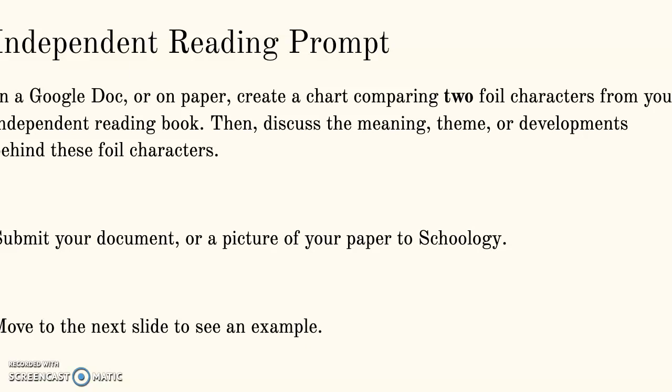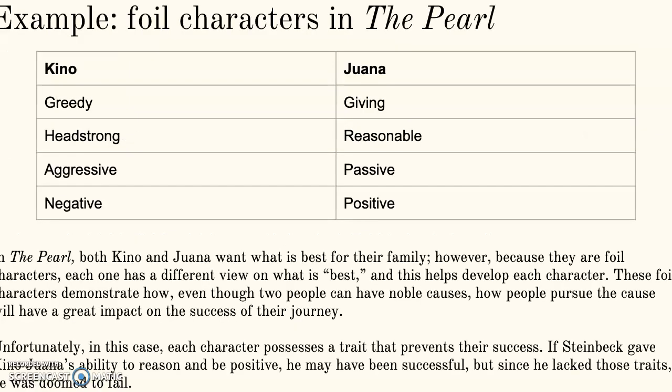So this week, I'm asking you to take some notes on this topic. In a Google Doc or on paper, please create a chart comparing two foil characters from your independent reading book. As you are setting this up, you could think in terms of a T-chart. I think that can be really helpful. And then discuss the meaning, the theme, or the developments behind these foil characters. And you're just going to note those things. And then as you're finished, you can either upload your Google document onto Schoology or take a picture of your paper and place that into the Schoology upload section.